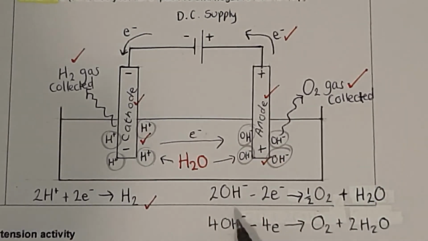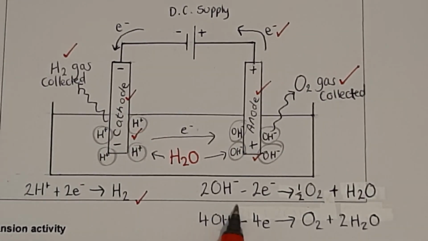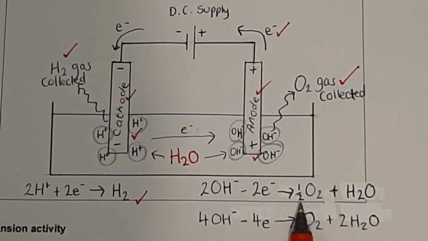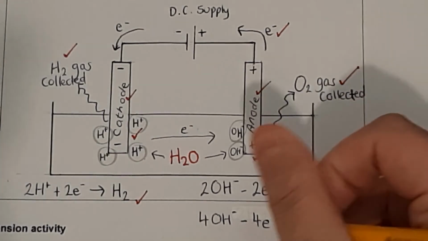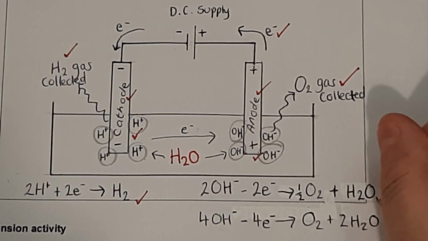Now over here at the anode, things are a little bit more complex. So 2 of our hydroxide ions, take away 2 electrons, is going to turn into half a diatomic oxygen, so 1 oxygen atom, and 1 water, H2O. However, because we don't really have half a diatomic oxygen, we can double this up, but I want to show this part so that we could work towards this. So 4 hydroxide ions, take away 4 electrons, that's 4e minus, is going to turn into diatomic oxygen, O2, and 2 lots of H2O. So if you've written either of those, you can have a mark for that.